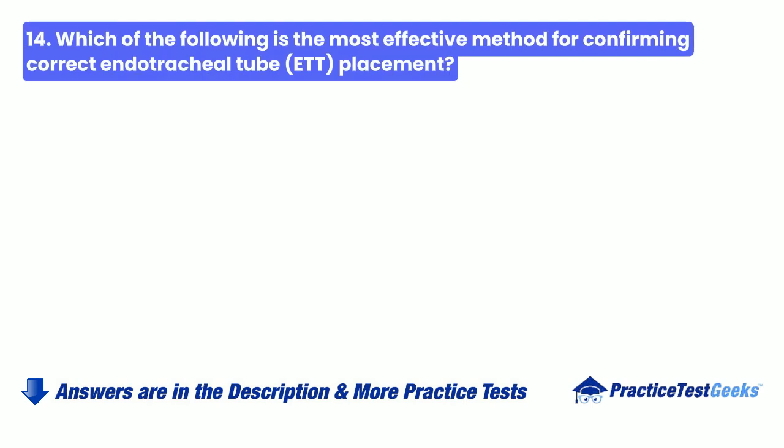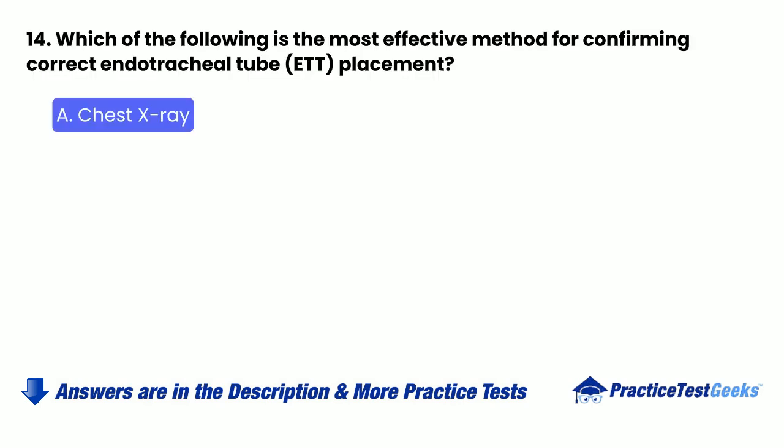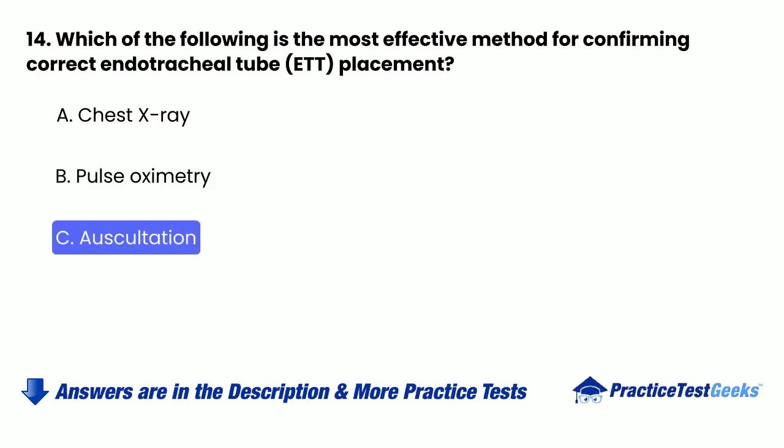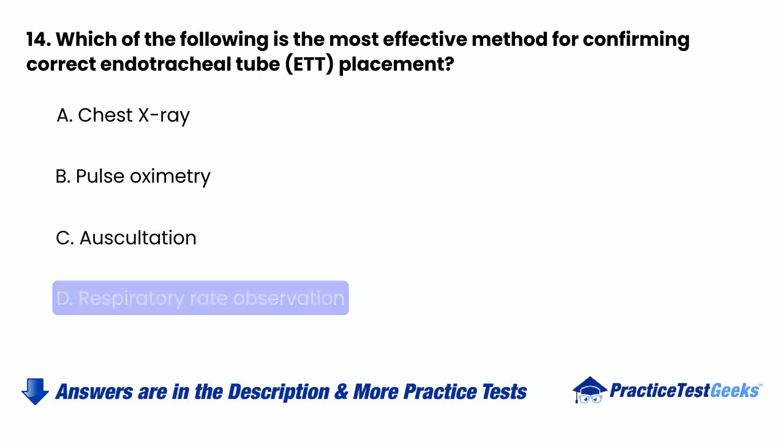14. Which of the following is the most effective method for confirming correct endotracheal tube or ETT placement? A. Chest X-ray. B. Pulse oximetry. C. Auscultation. D. Respiratory rate observation.